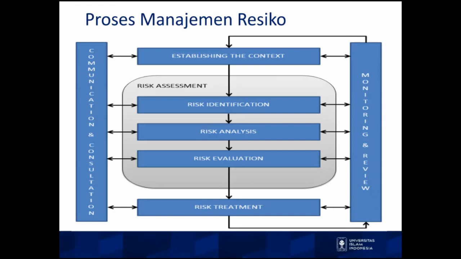In the process of risk management, there are several main steps. The first one is establishing the context. The most important step in the process of risk management is risk assessment. The risk assessment consists of three processes: risk identification is the first one, then risk analysis, and risk evaluation.